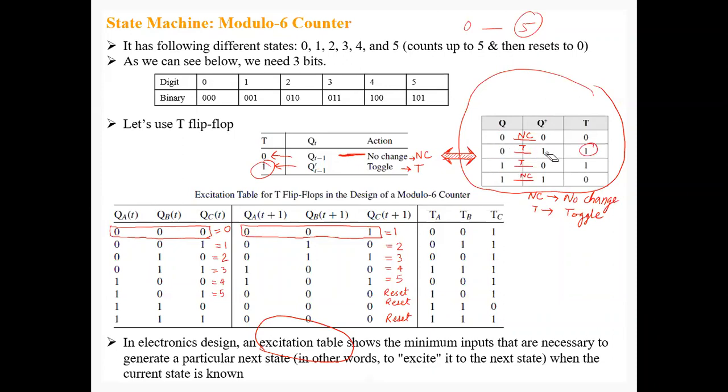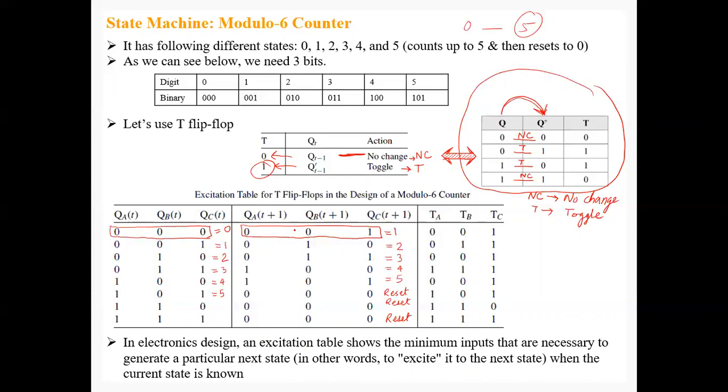So again, suppose you have 1, then it changes to 0. Again, there is a toggle, right? So then you have to have 1 again. Suppose you have both initial and final state 0. For that to happen, you have to have T equals 0. Do you understand this table? Yeah. So this is called an excitation table because I'm exciting from Q to Q plus, initial state to final state.